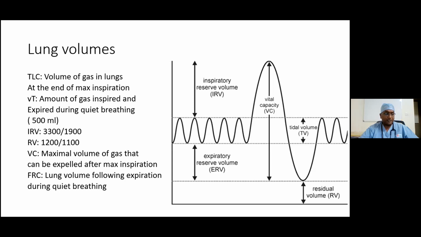Now, residual volume, that is the amount of gas remaining in the lungs at the end of maximal forced expiration. Then the vital capacity, that is maximal volume of gas that can be expelled after maximum inspiration. The functional residual capacity, the lung volume following expiration during a quiet breathing.